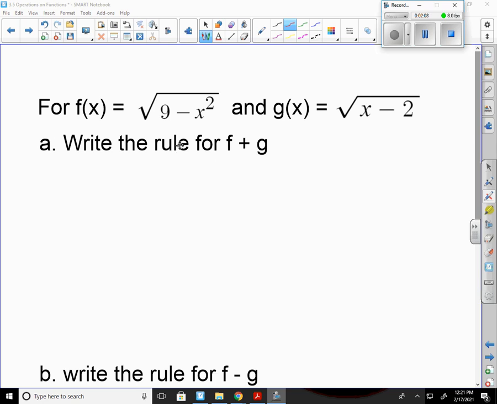So it works the same way with subtraction as well, because that's what we wrote in the beginning for sums and differences. Sum means add, minus means subtract. So write the rule for f plus g. f of x is the square root of 9 minus x squared, and g of x is the square root of x minus 2.